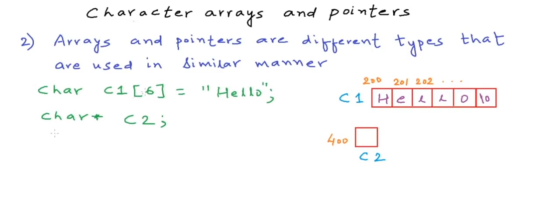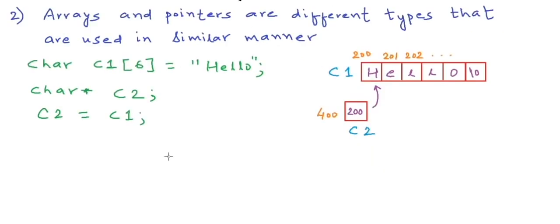Now what we can do is write a statement like this: C2 is equal to C1. Even though C1 is a variable name for a character array, and C2 is a variable which is a pointer to character, this particular expression is valid. Just using the name of the array actually returns the address of the first element in the array. So what this statement will do is fill in the address 200 in C2. So C2 now points to the first element in the array.